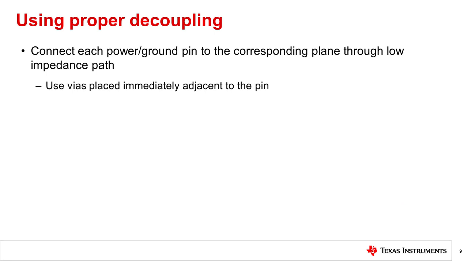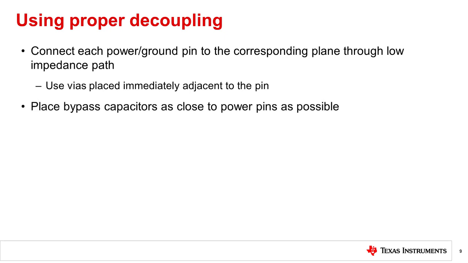Proper decoupling is very important to reduce power supply noise, which can lower noise margins. Make sure that each power or ground pin is connected to nearby power or ground plane through low impedance path. Normally this is achieved using vias placed immediately adjacent to the power or ground pin. Place bypass capacitors as close to power pins as possible, and use surface mount capacitors that are small in physical size, such as 0402 or 0201, in order to minimize their inductance.